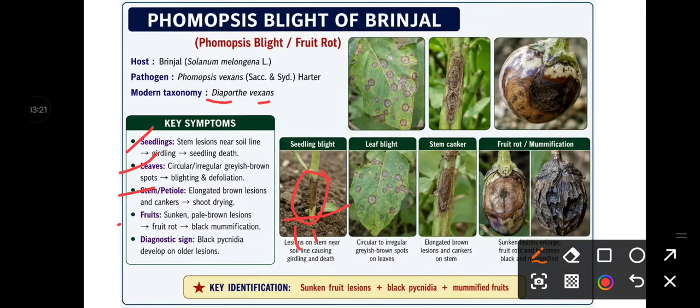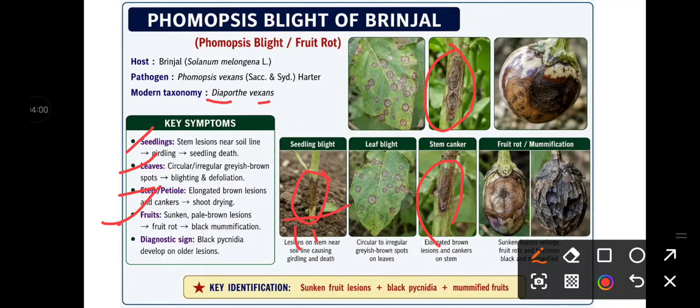Then in the leaf, circular or irregular grayish brown spots are formed, which later coalesce and cause blighting, and ultimately the leaf will defoliate or fall. Then in the stem, you will find elongated brown lesions or cankers that later result in drying of the shoots. Here you can see brown lesions or cankers on the stem.